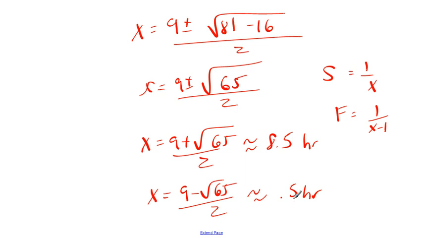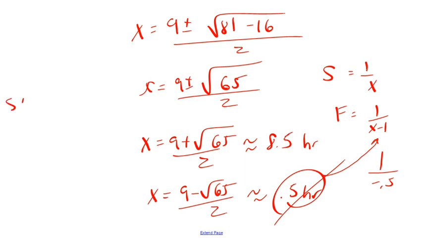But if you plug this into right here, you're going to get 1 over negative 0.5, right? 0.5 minus 1 is negative 0.5. And somebody can't do something in negative time, right? So that right there should be an indication that that answer doesn't make sense. So we actually cross that answer out. That's not an answer. And the answer for the slower guy is 8.5 hours. Okay, so the slower dude is 8.5 hours.